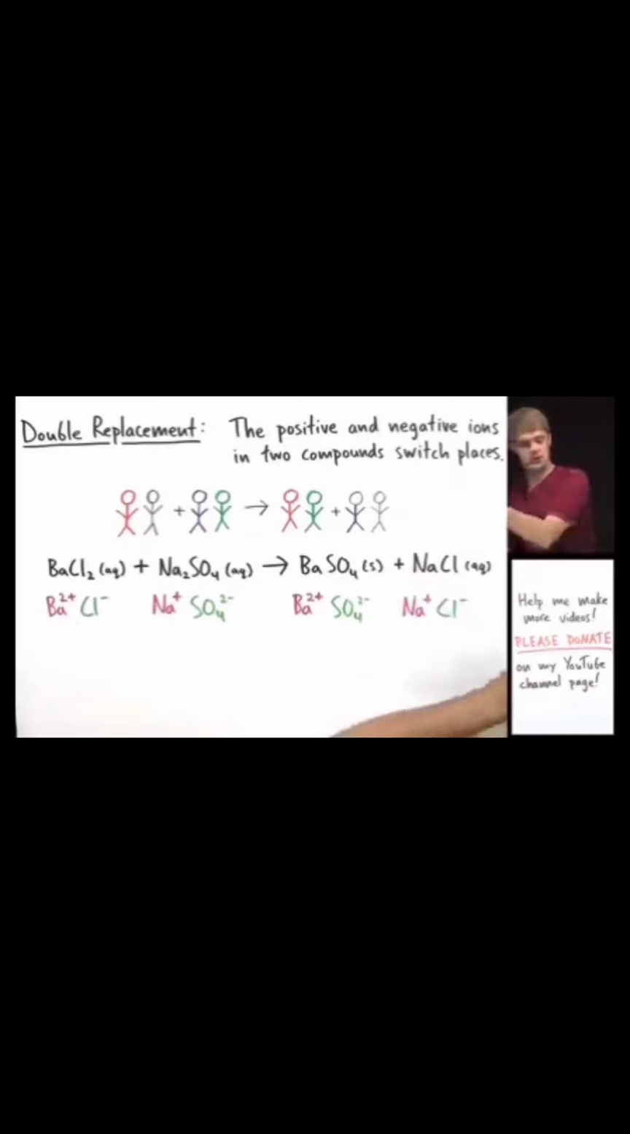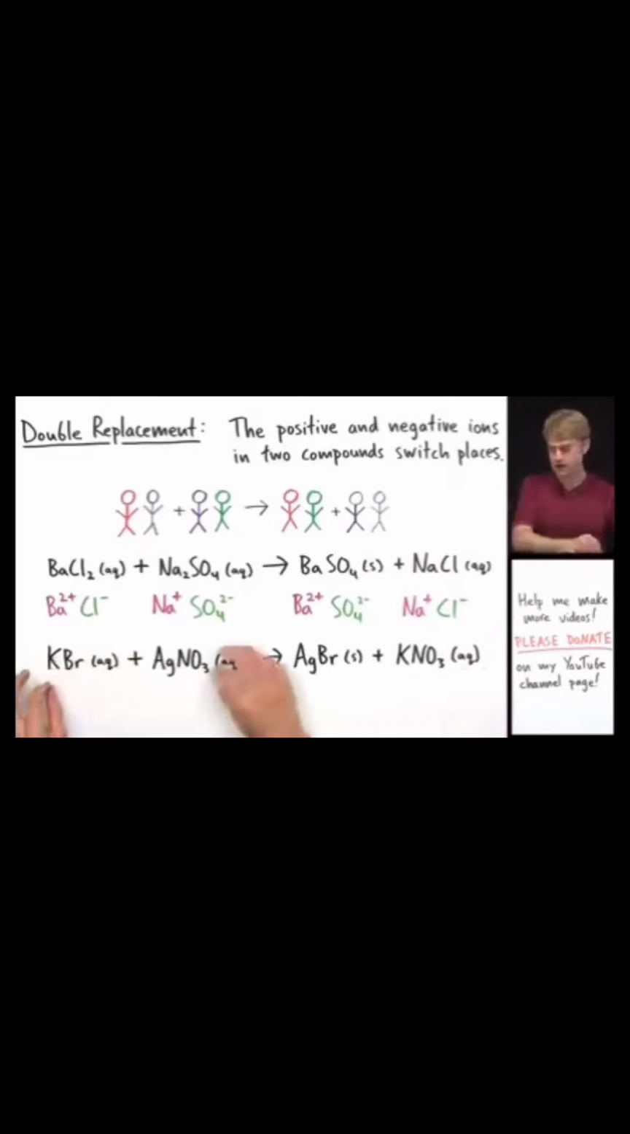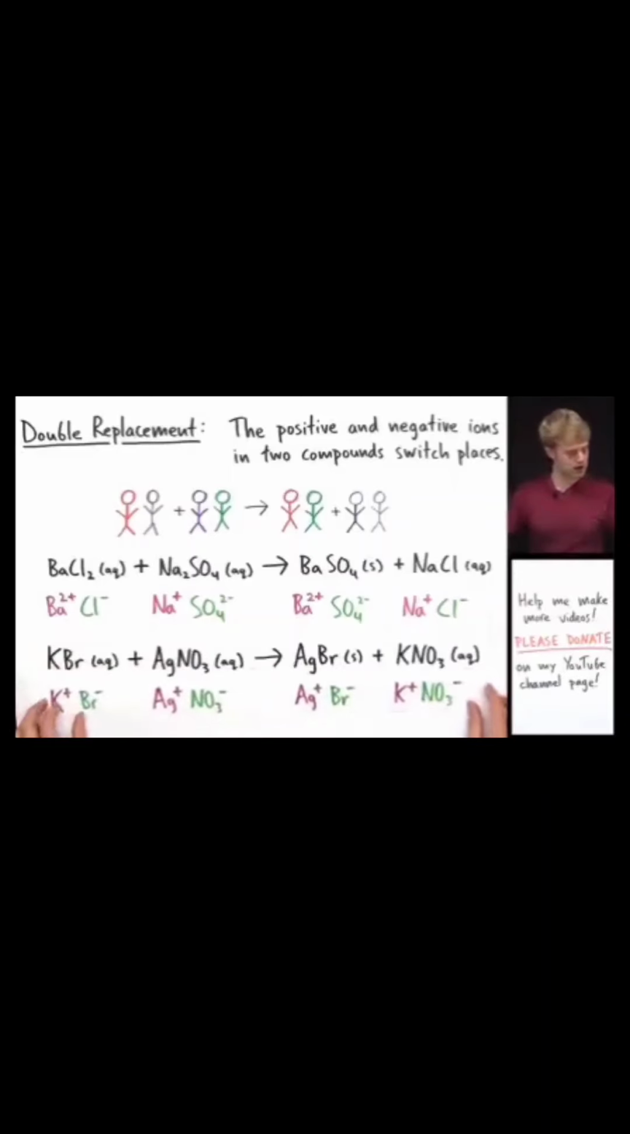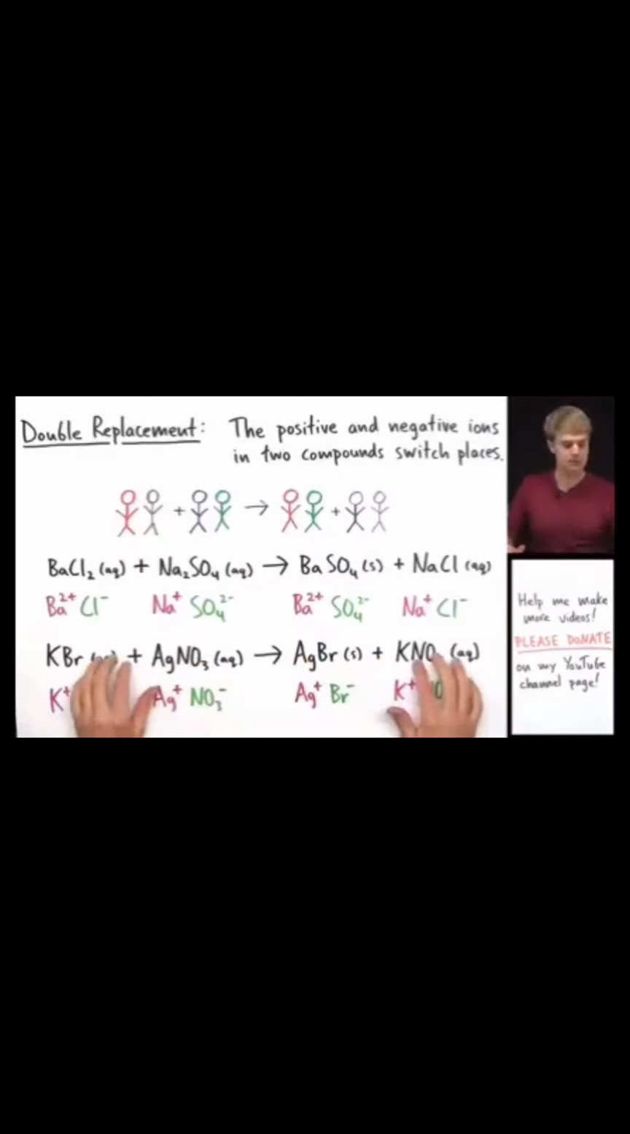Here's another example of a double replacement reaction, okay? I'll break this down into its ions right away, and we get this. We start with K+ and Br- paired together, and Ag+ and NO3- paired together, and then they just switch the positive and negative. So K+ goes and finds the other negative ion, which here is NO3-. K+ and NO3- end up together, and Ag+, silver, looks for the other negative ion, which is Br-, and Ag+ and Br- end up paired up together, making AgBr.